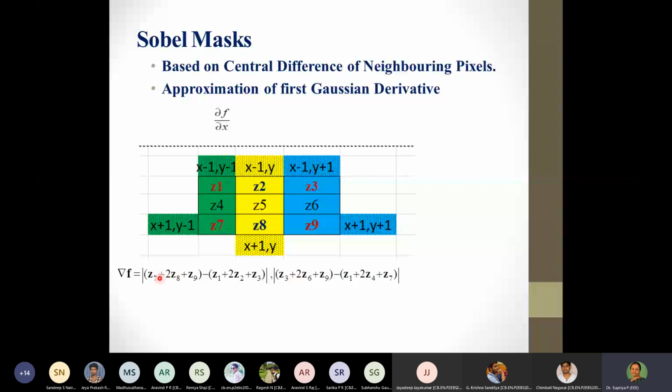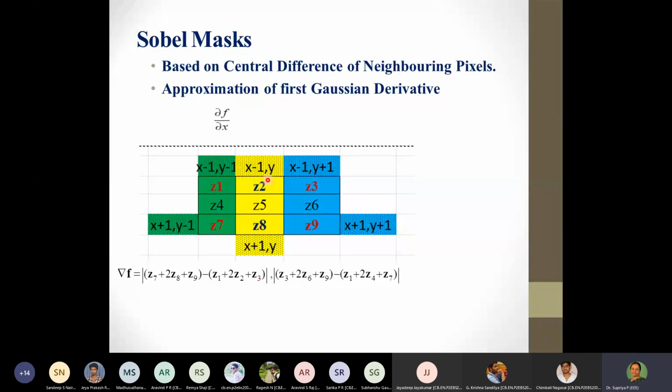Let us try to get the gradient for ∂f/∂x as has been shown here. So what happens to ∂f/∂y? Sorry, ∂f/∂x. For ∂f/∂x, we would like to obtain this as z7 minus z1. Okay, that is all right. Then here we would like to put it as z9 minus z3. So that also is fine.